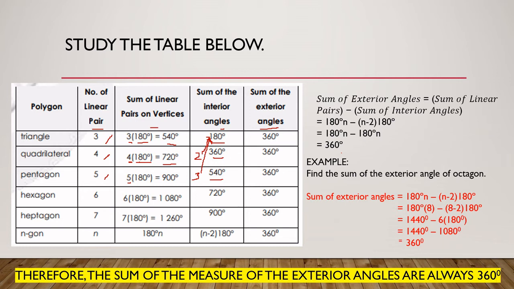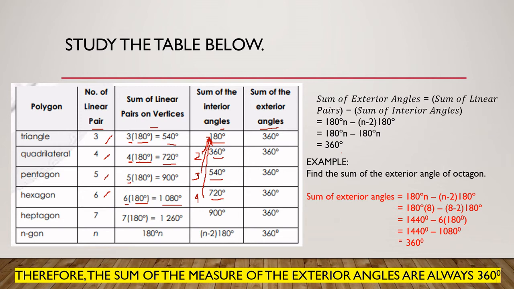Now, for hexagon, we have 6 sides. So, we can form 6 linear pairs. So, 6 times 180 degrees equals 1080 degrees. So, how many triangles can you form when you draw a diagonal from one vertex? We can form 4 triangles. Then, multiply this to the sum of a triangle. That will give you 720 degrees, and so on and so forth.